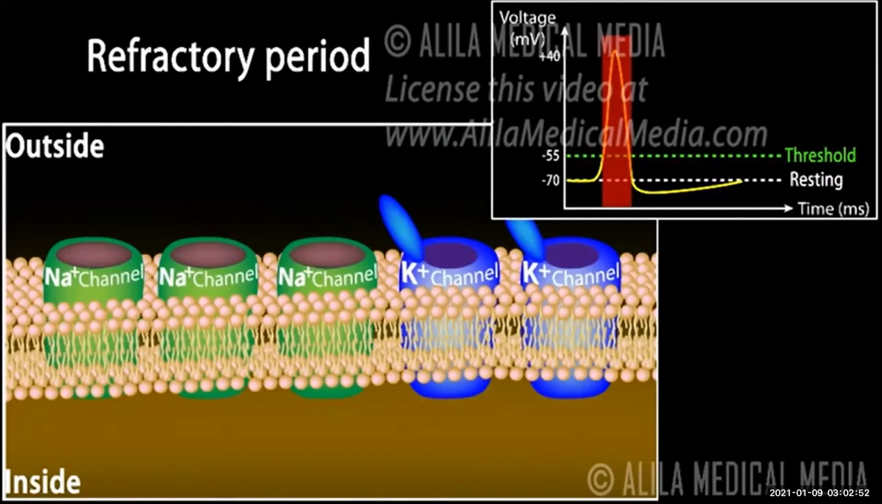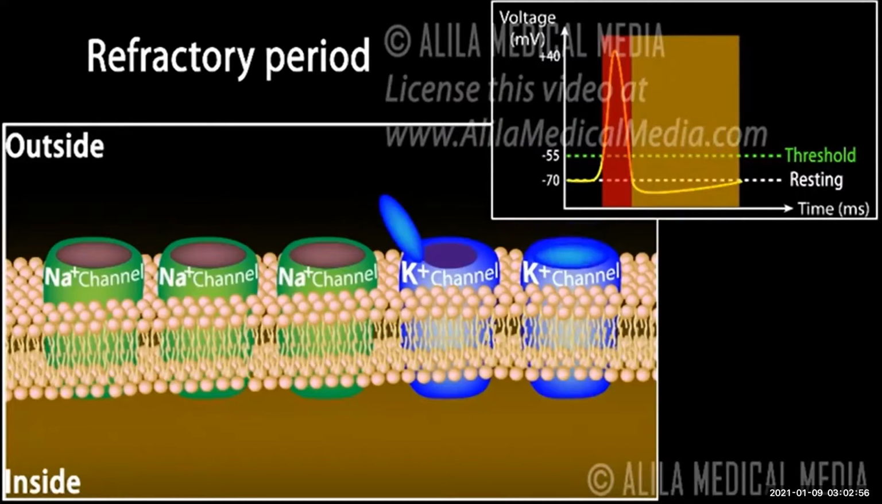The relative refractory period lasts until the end of hyperpolarization. During this time, some of the potassium channels are still open, making it difficult for the membrane to depolarize, and a much stronger signal is required to induce a new response.